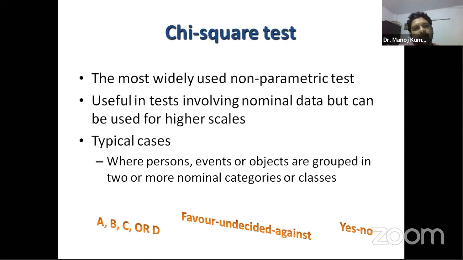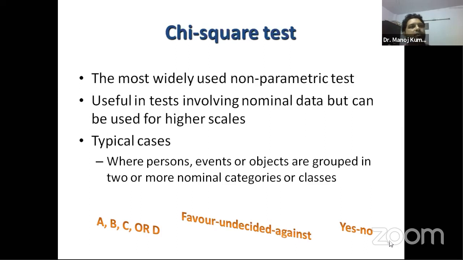It is the most widely used non-parametric test. Most of the time you will be using the chi-square test. It is useful in tests involving nominal data, but can be used for higher scales. Higher scales means you can go for ordinal also, or nominal. For example, if you have two variables, like the earlier example of gender and qualification, these are two variables where you can apply the chi-square test.